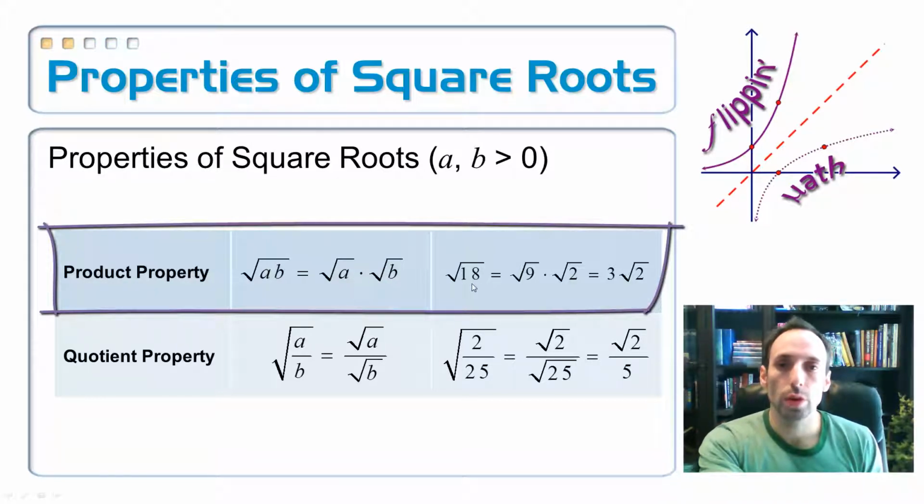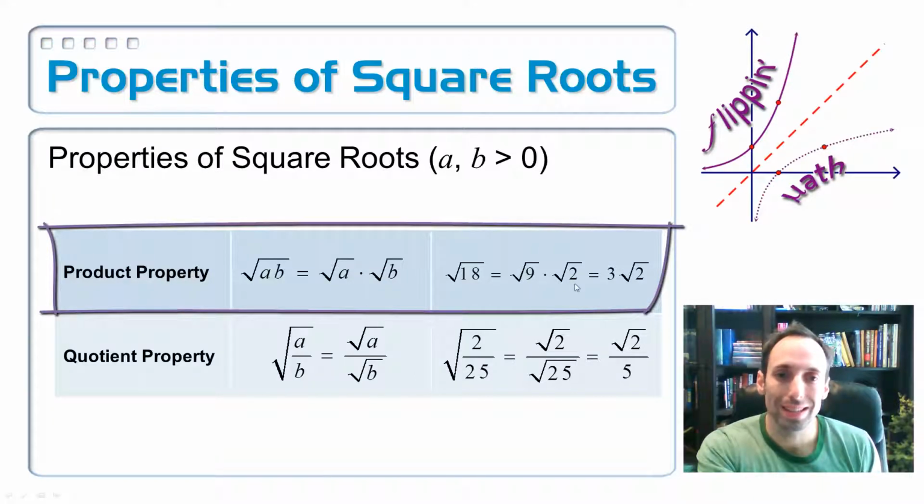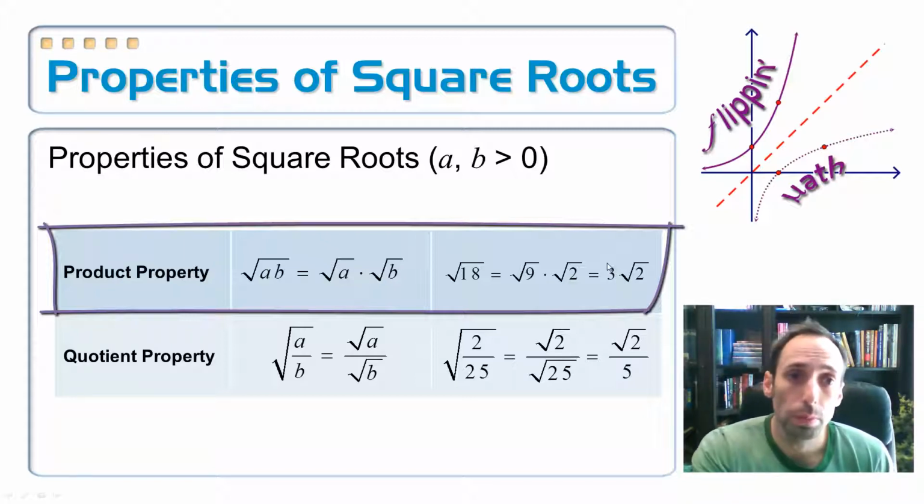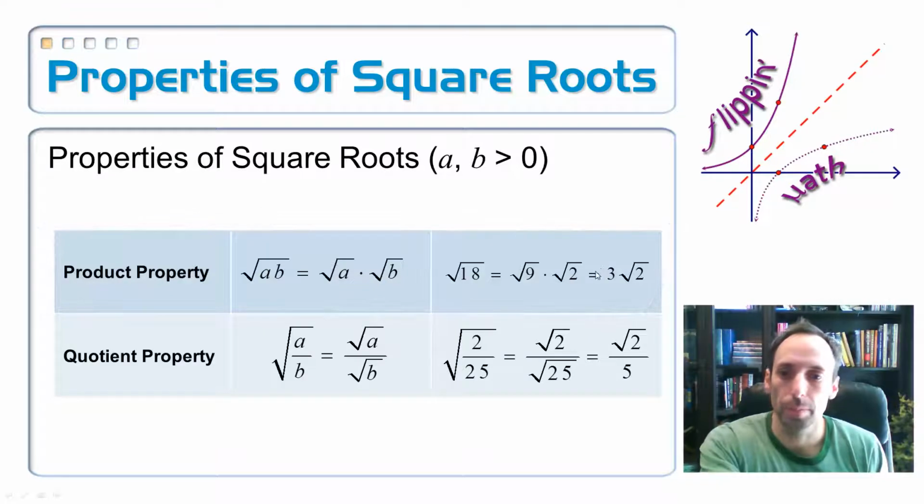So if I have the square root of 18, I can break that apart as the square root of 9 times the square root of 2. And I'd want to do that because this number right here is a perfect square, and the square root of 9 is 3. So the square root of 18 and 3 square root of 2 are exactly the same thing. If you don't believe me, put it in your calculator and test it out.